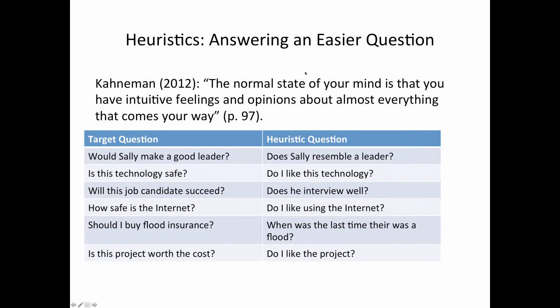Okay, so just to recap, a notion that we mentioned earlier this semester: when we use heuristics, we're substituting an easier question for the target question. So, for example, trying to decide whether someone would make a good leader or not, we often ask, does this person resemble or look like a leader? Is this technology safe? is substituted with the question, do I like this technology? Will this job candidate succeed? Does he interview well? How safe is the internet? Well, do I like the internet? Again, those are the questions that we often use as a substitute.